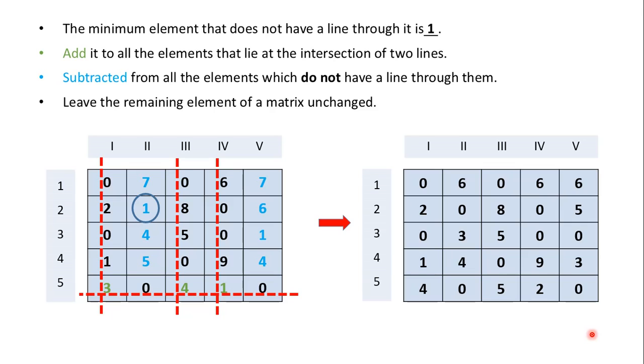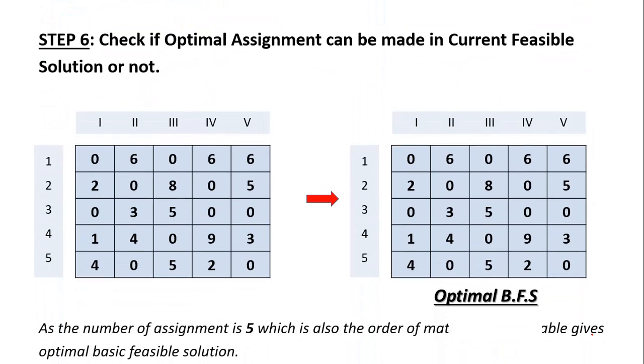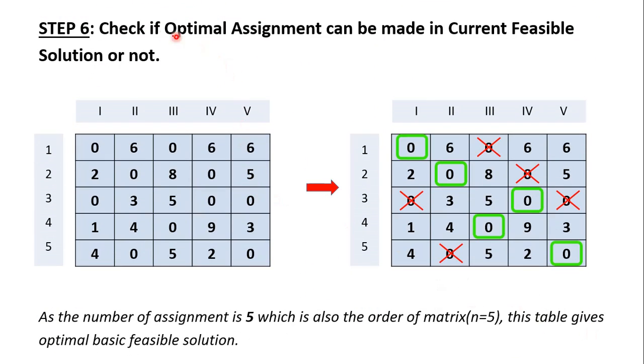Now the next step is to again find the optimal assignment for this particular feasible solution. How? Like this. This is the same table that I have shown here. The method to select the zeros and to discard the non-essential zeros remains the same as I discussed in step 2.